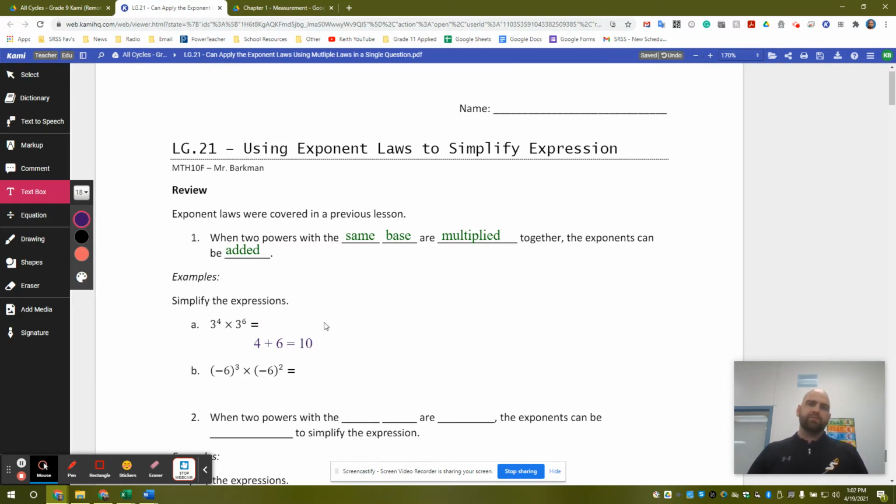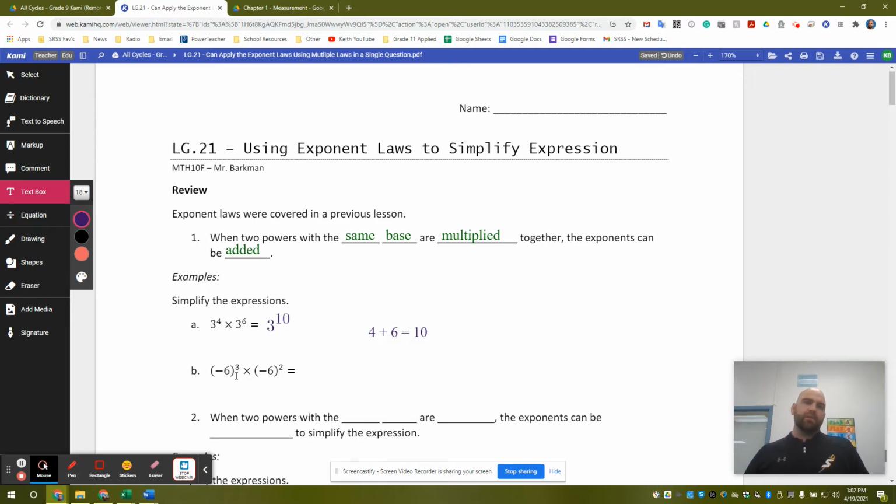So this simplifies to 3 to the power of 10. So 4 plus 6 is 10, and 3 to the power of 10 would be our simplified power. Now, we can do that when we're multiplying powers, but they have to have the same base. In this case, they both have a base of 3, so that in fact works.